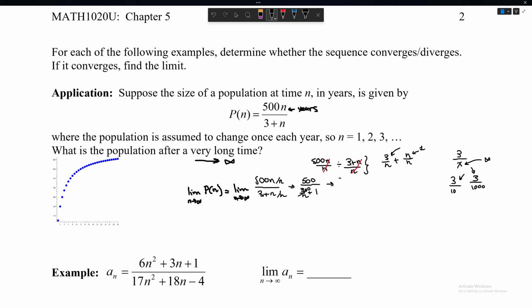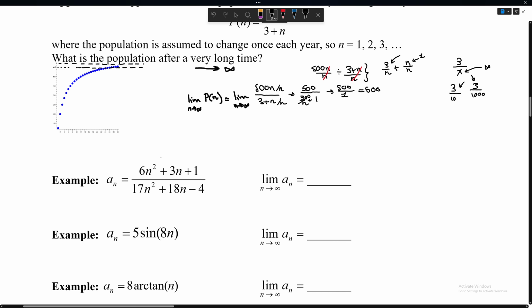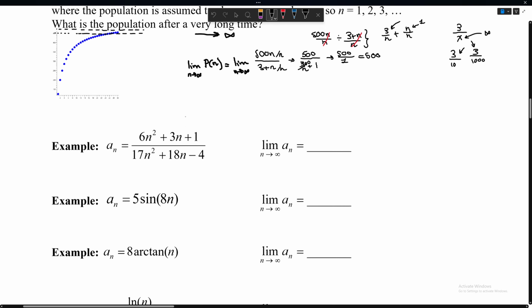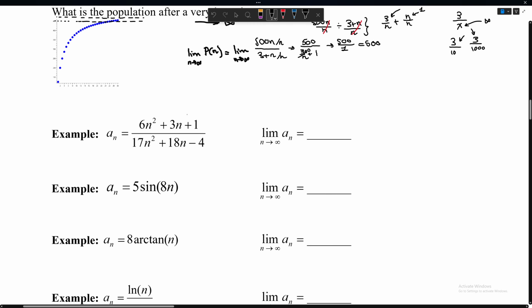So what we'll get is 500 over 1. And so our limit goes to 500. And so the population, after a very long time, goes to 500. And you can see the graph here. This is 450, right? And you can see up here, this is 500. And you see the population, after a very long time, starts to plateau at 500 and not grow anymore. There could be any kind of reasons why the population stops growing, but that's your mathematical logic.